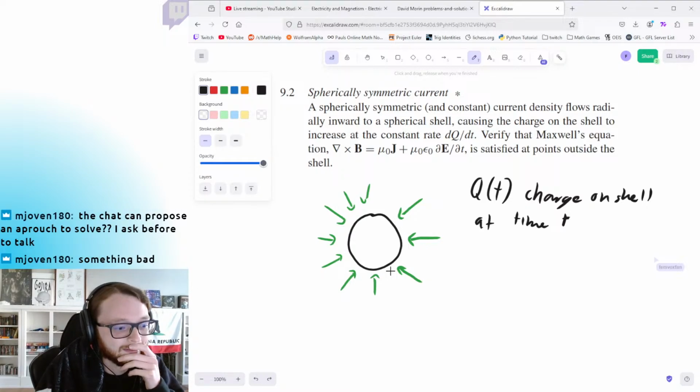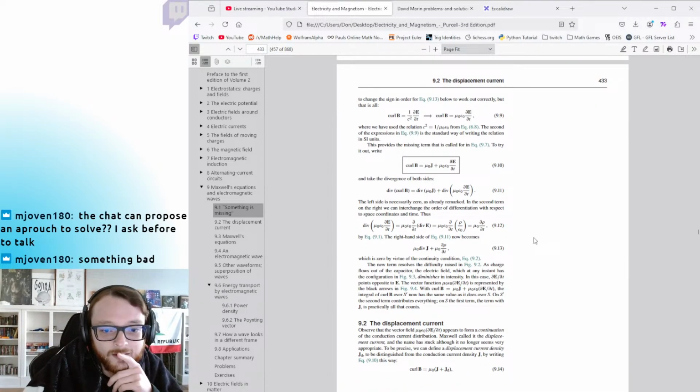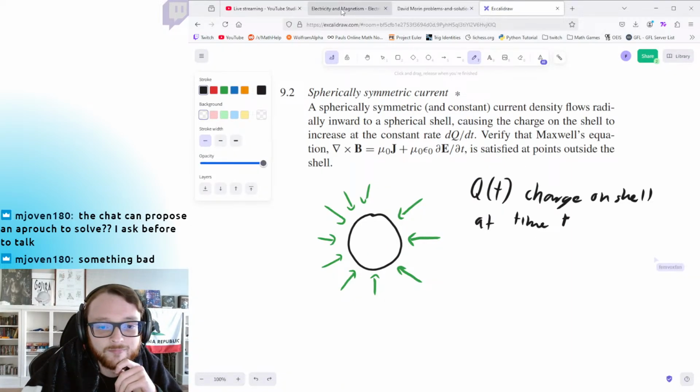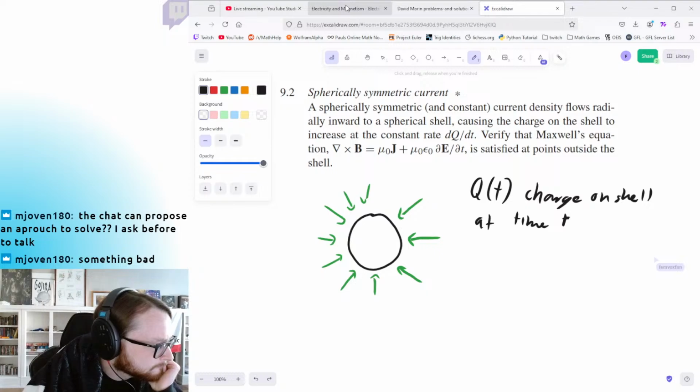Yeah, if you want to give us a hint to get us started, that's fine. Maybe don't just blurt out the actual answer. Doesn't it feel like the B might be 0? Or is that just wrong? I don't know. I guess if it's sticking onto the shell, there's not a current. The amount of charge is changing.